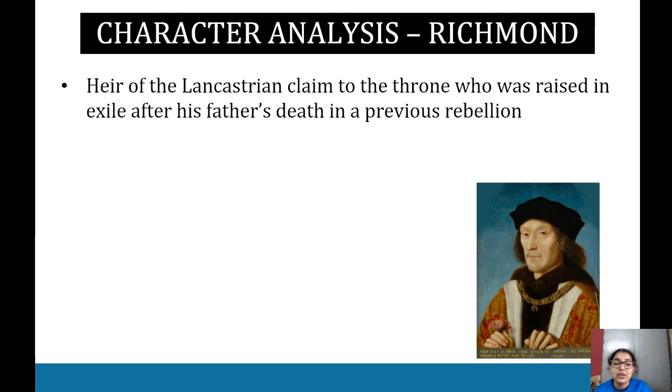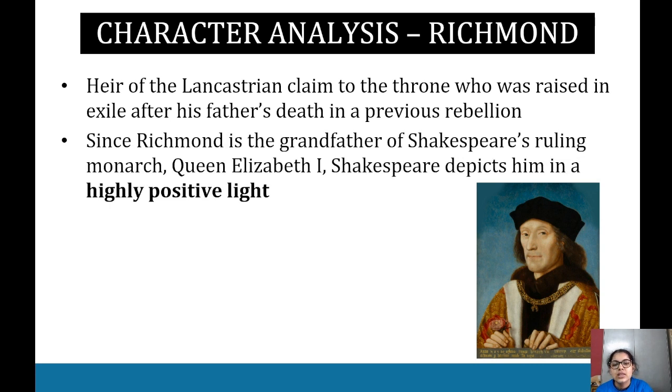Then we've got Richmond. He is the heir of the Lancastrian claim to the throne, who was raised in exile after his father's death in the previous rebellion. Since Richmond is the grandfather of Shakespeare's ruling monarch, he is portrayed in a highly positive light.